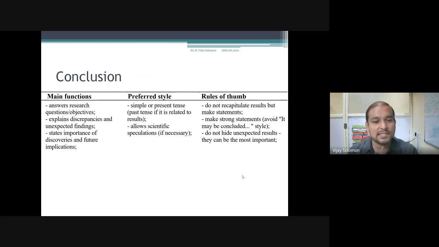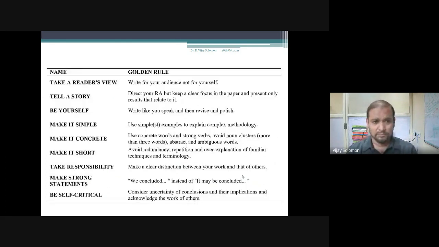The preferred style is simple and present tense, and it should allow specific speculations if necessary, and you can very well mention your limitations. You should not copy any sentences from the results and discussion, but you need to reiterate the sentences in a logical way so that they connect with your title and the research question that you asked in your introduction, and it should be reflected in the conclusion. If you follow all these things, you will have a better way of writing your manuscript.